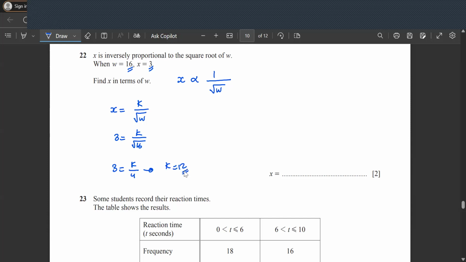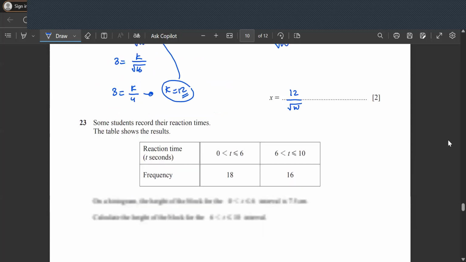Any problem? Did I finish? No. I have to take this 12 and put it back here. So x equal 12 over square root of w. Look here back. If he's asking to find x in terms of w only, I got the answer. But if he's giving me another value for w to get x or another value for x to get w, I will substitute again. Any problem? For this 23, we did it before.